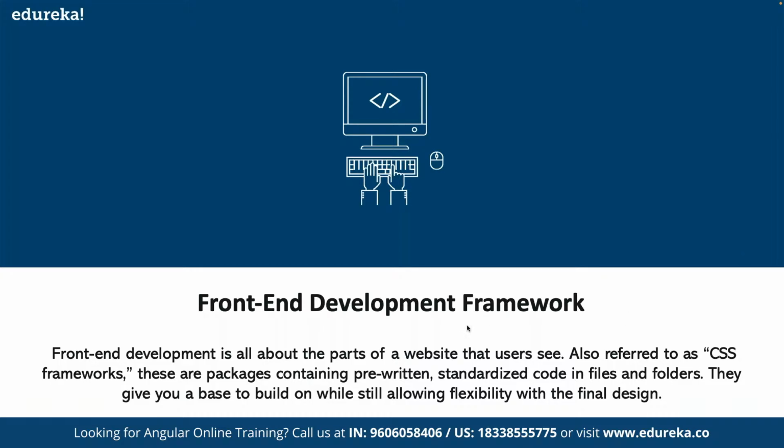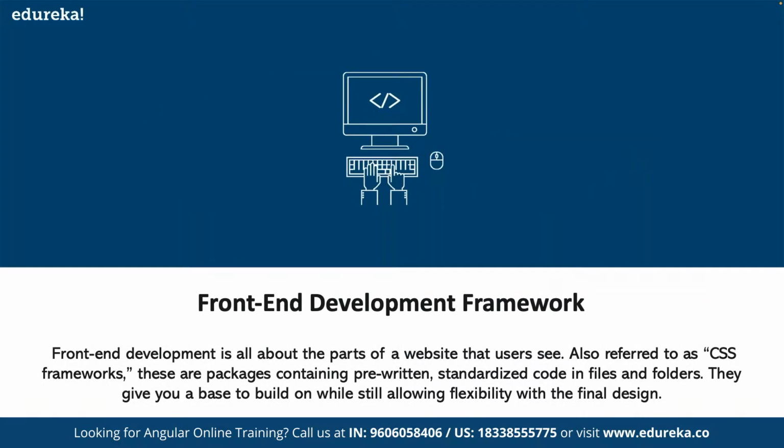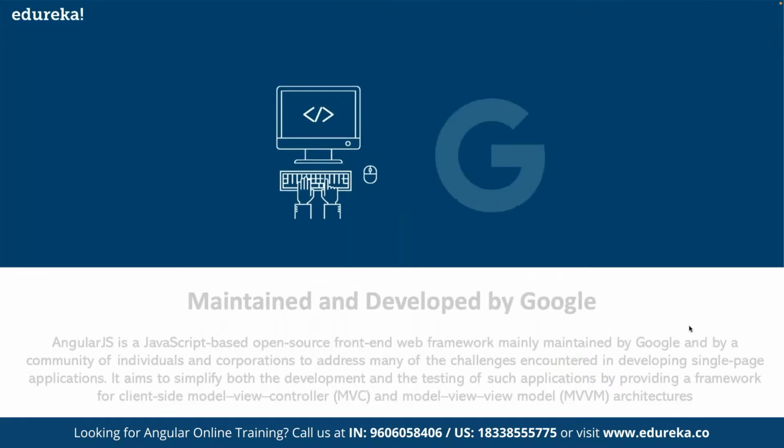And here, when I talk about front-end development, okay, front-end development is all about the parts of the website which users see. So this is also referred to as a CSS framework. So these are actually the packages which contain the pre-written standardized code in files and folders. And they would actually give you the base to build on while allowing you the flexibility with the overall final design. Okay, so that's what we call front-end development.